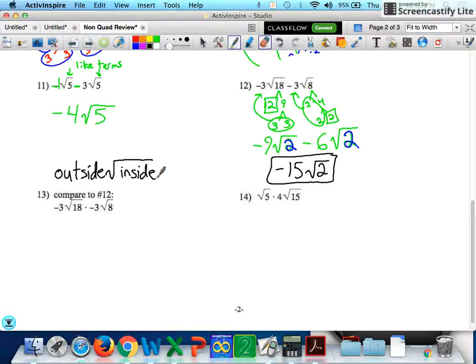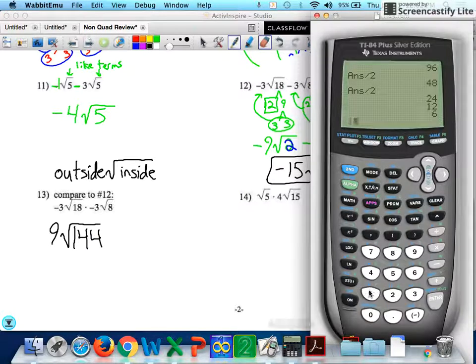Okay? Outside times outside is -3 times -3, which is 9. Inside times inside, 18 times 8 should be 144. Let's do a little calculator check. That might have been a little bit hasty. 18 times 8. Okay, 144. And you sit there and go, okay, done, multiplied.